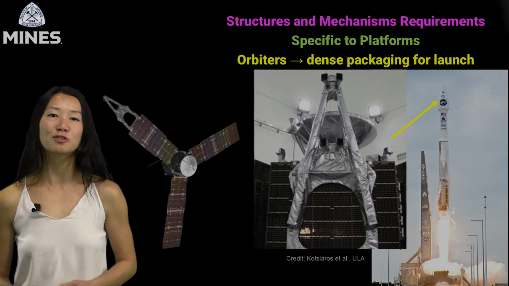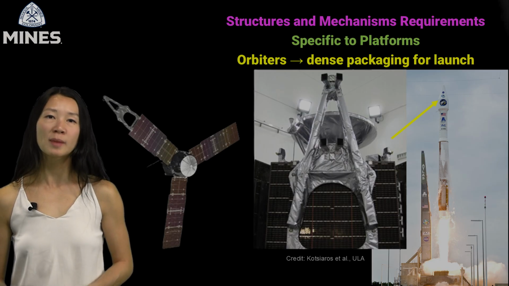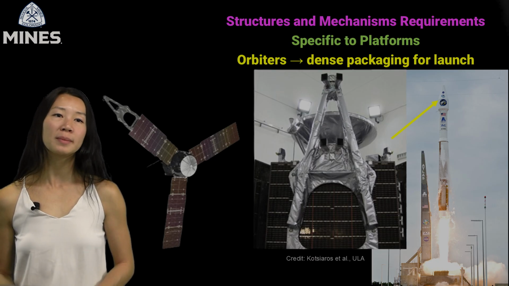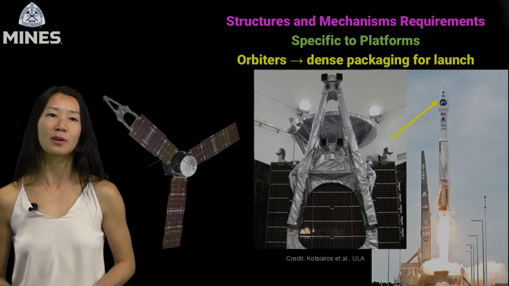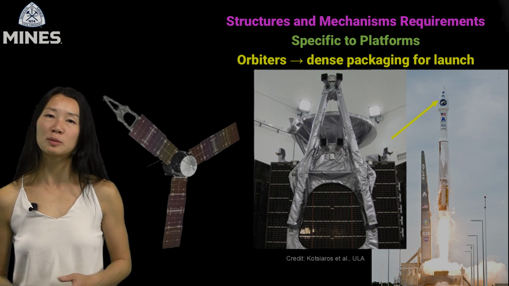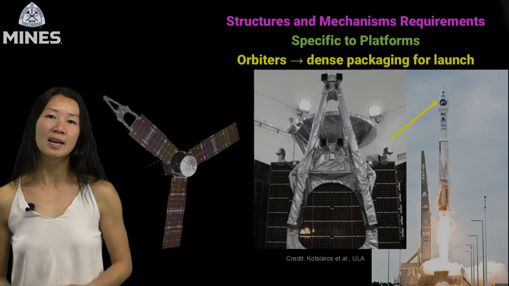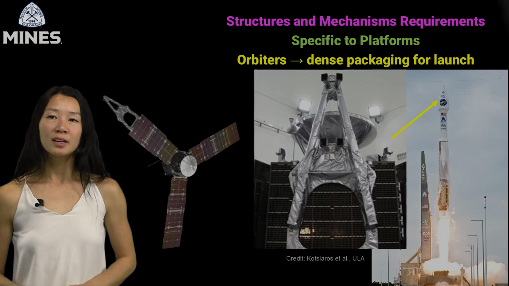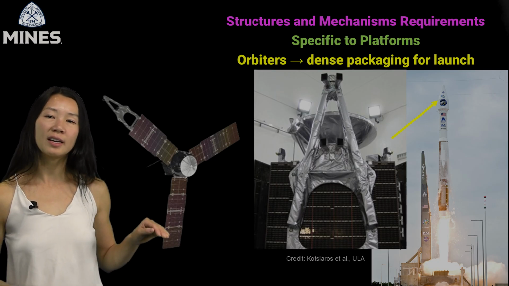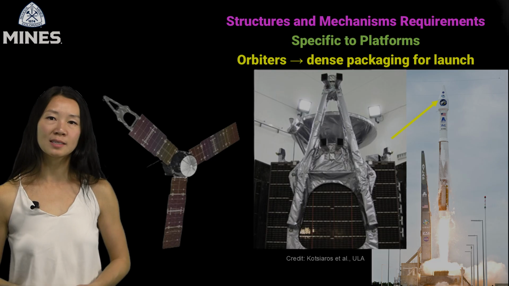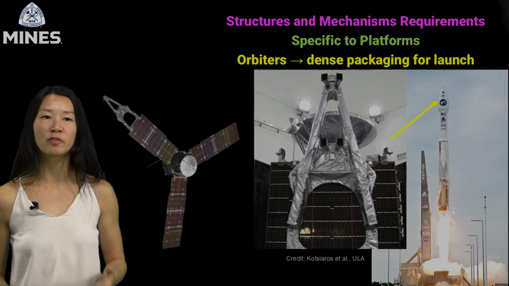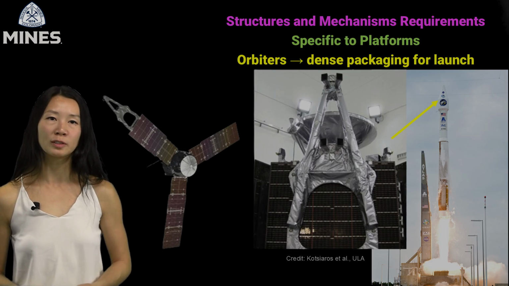Let's briefly look at how structural and mechanical requirements specialize by platform, starting with orbiters. For orbiters, one of the biggest constraints is dense packaging for launch. Everything, including deployables like these solar panels, booms, and instruments, must fit inside a payload fairing of the launch vehicle. Take the Juno spacecraft. You can see in this left image here, it's fully deployed with long solar arrays. But in the center, you can see it stowed tightly inside the Atlas V fairing, every component carefully folded in.